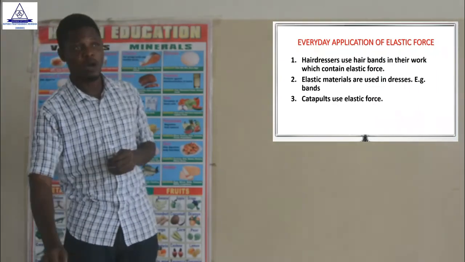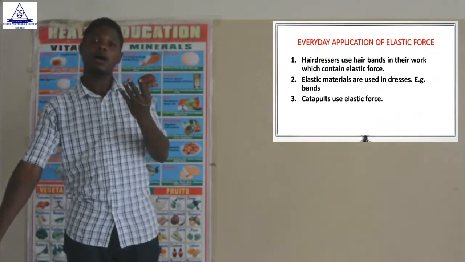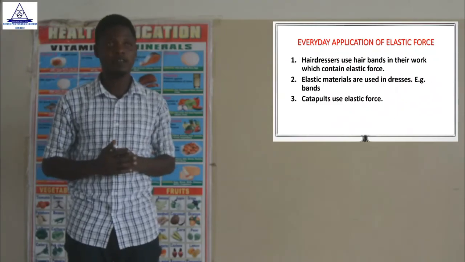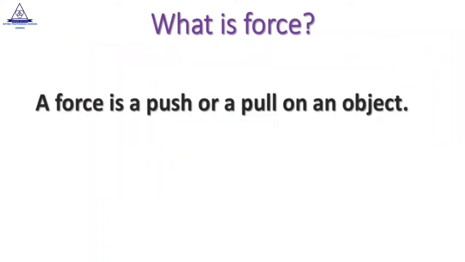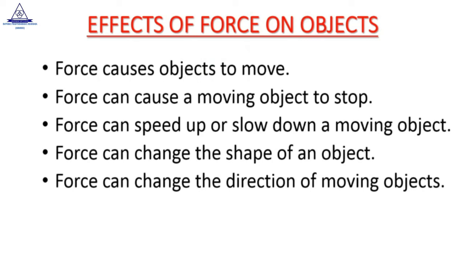But before I bring the lesson to an end, I have to summarize everything to your understanding. We looked at the definition of force. We got to know that force is a push or pull on an object. We also looked at the effects of force on an object. Number 1, force causes an object to move. Number 2, force can cause a moving object to stop. Force can change the direction of a moving object. Force can change the shape of an object, and so on and so forth.